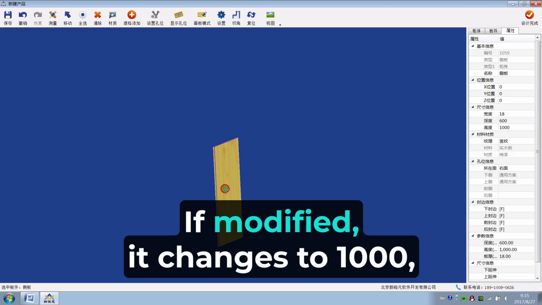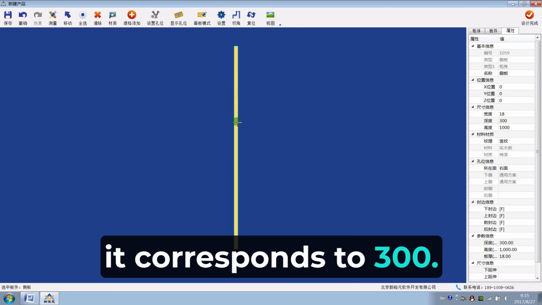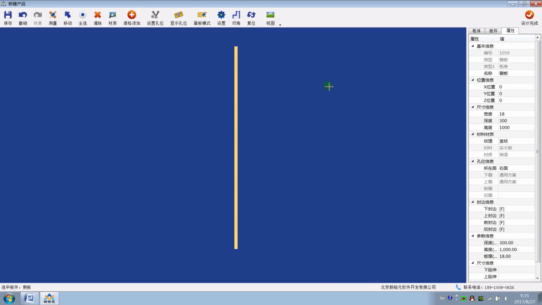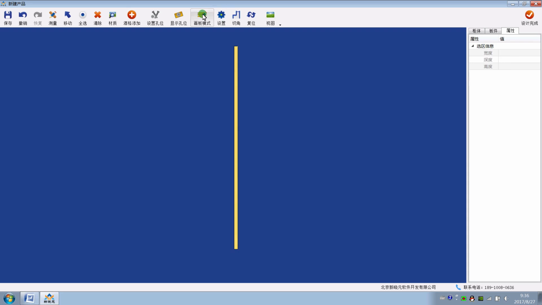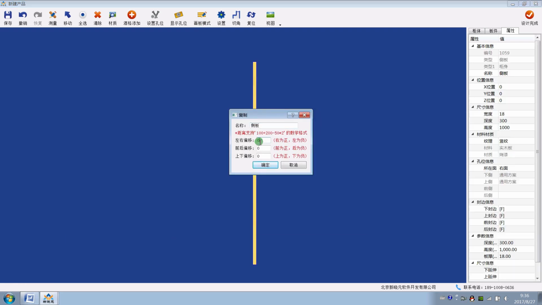If modified, it changes to 1000, and if the length is 300, it corresponds to 300. There's a position here, currently at 00. How to draw the second board and compare them? Let's copy it.